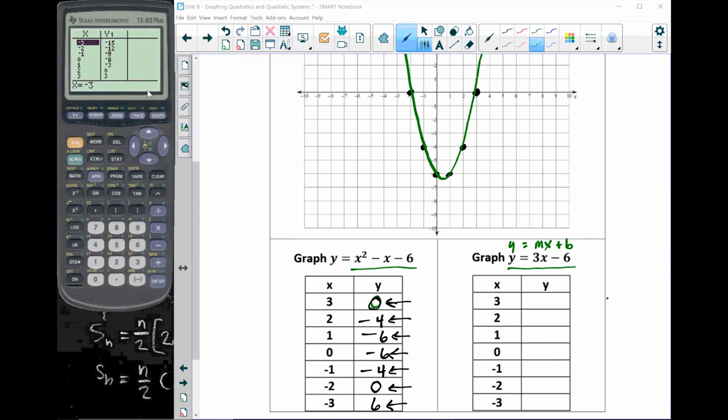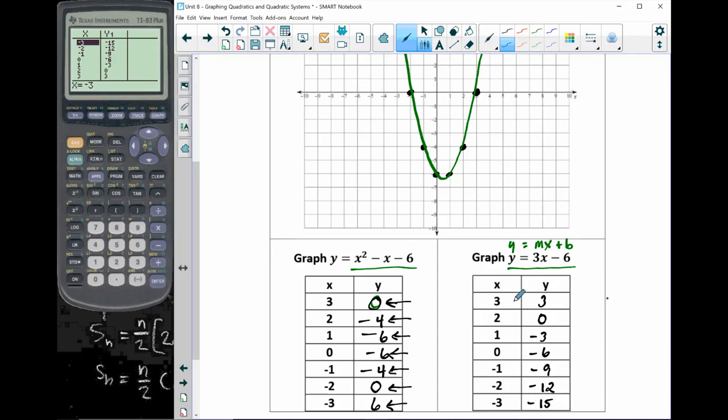And once again, I can see that when x equals 3, y equals 3. When x equals 2, y equals 0. When x equals 1, y equals negative 3. When x equals 0, y equals negative 6. When x equals negative 1, y equals negative 9. When x equals negative 2, my y equals negative 12. And when x equals negative 3, my y equals negative 15.